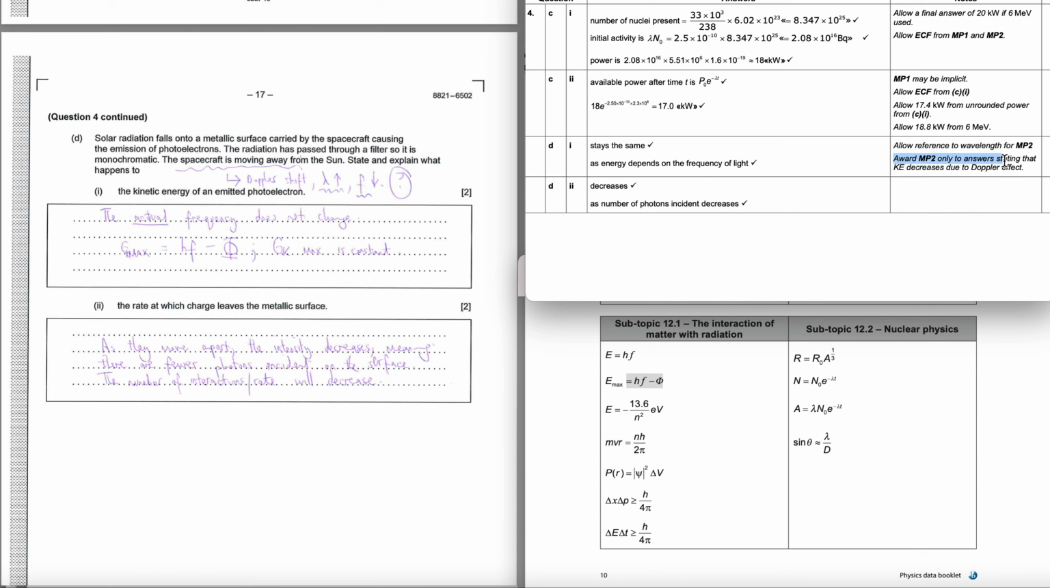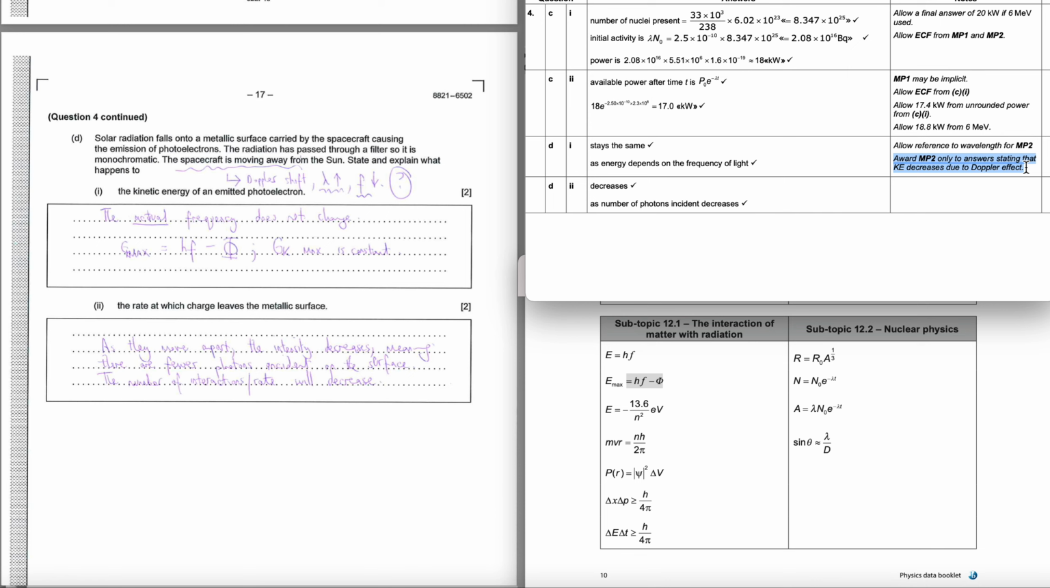Now, you notice here, actually, IB is kind of nice, because they realize that a lot of students got confused by this question. So if you said that there's a change in frequency due to the Doppler effect, therefore the energy will go down, you get a mark for that. You just don't get both marks.